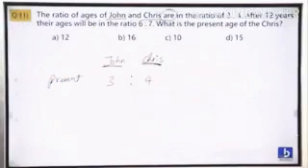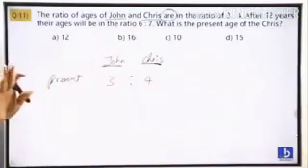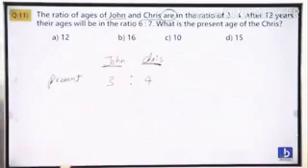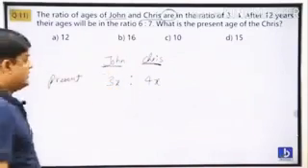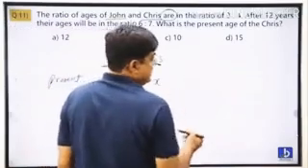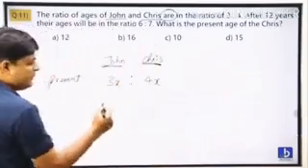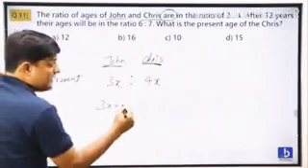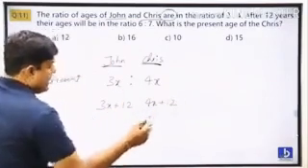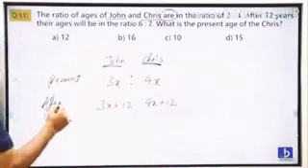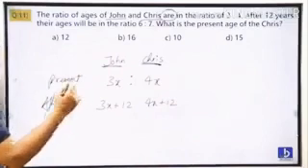Now, after 12 years, stop there only. So let John be 3x and Chris be 4x. So present is 3x and 4x. After 12 years, this person will be 3x plus 12, and this will be 4x plus 12.